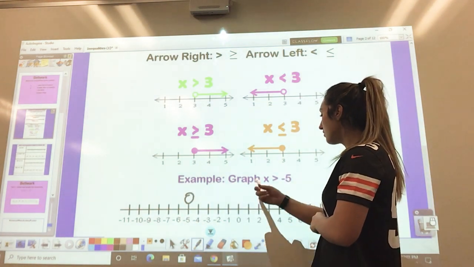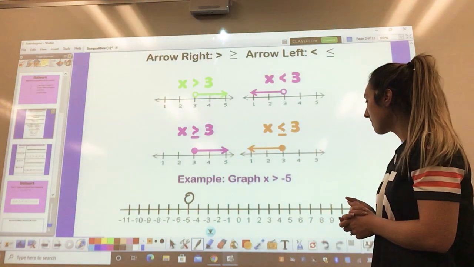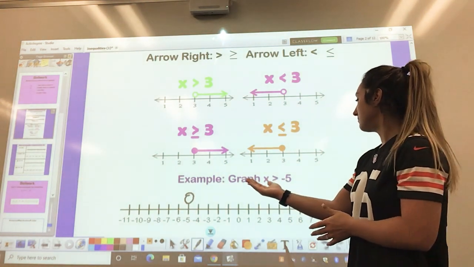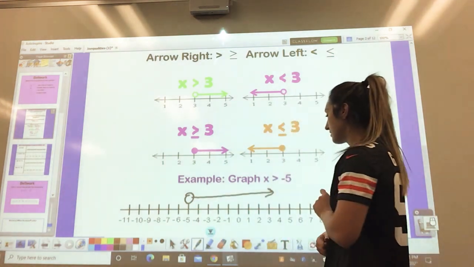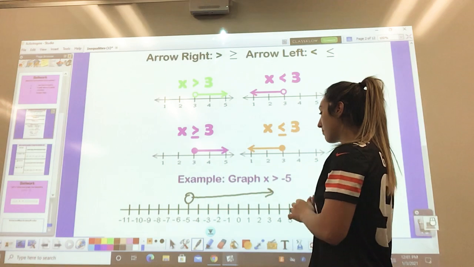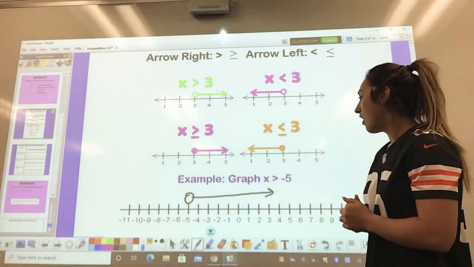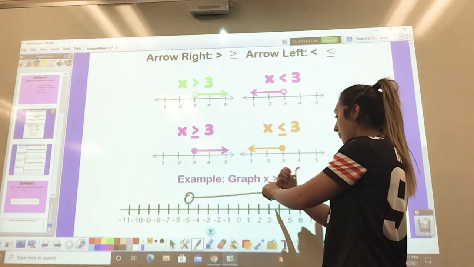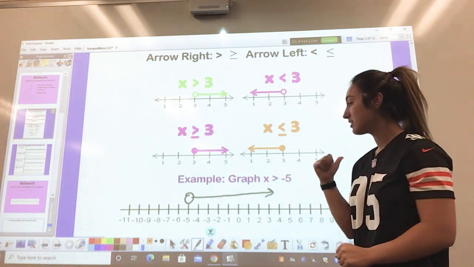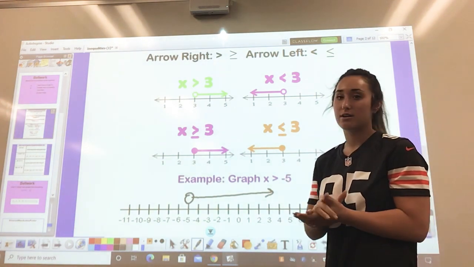So an open circle, because it's just greater than, it's not greater than or equal to. And then, since it's greater than, these are all of the numbers that are greater than -5, so the arrow would point to that direction since it's pointing to those numbers. Also a nice little trick, the greater than symbol kind of looks like an arrow pointing to this direction, and that can always tell you which direction your arrow is going to go.